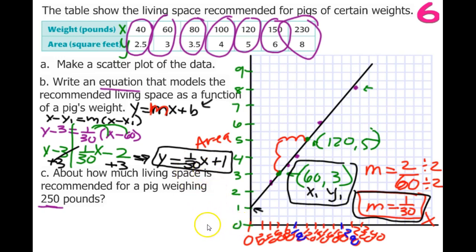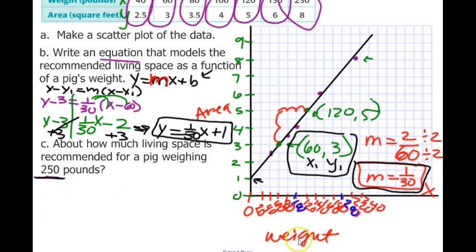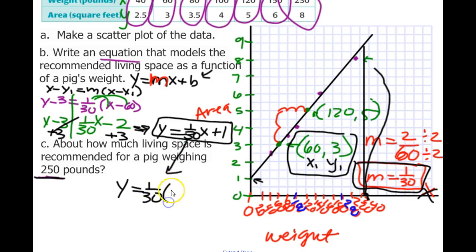So there's my equation. And now it says about how much living space is recommended for a pig that weighs 250 pounds. Well, weight is on my x-axis, so I'm going to plug in a 250. I could look at my graph to try and predict straight up to see where it is on my line here. But to get a more accurate answer, I'm just going to plug it into my equation. y equals 1 over 30 times x, which is 250, plus 1.